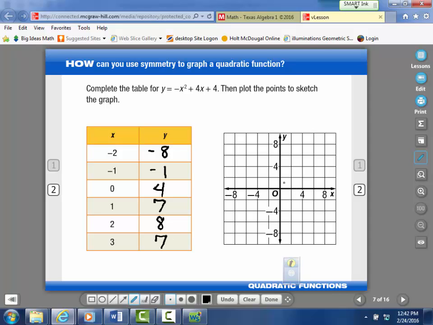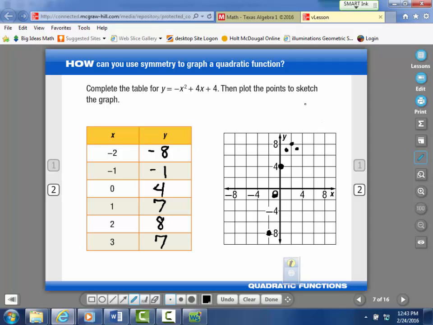Then plotting the points. Negative 2 would be represented here. Negative 8 right there. Negative 1 would be about halfway, so just kind of hanging there. 0, 4, 1, 7, so here's 1, and then up to 7, then 2, 8, and then we come back down 3, 7. Okay, so that's what hopefully you got on your own.